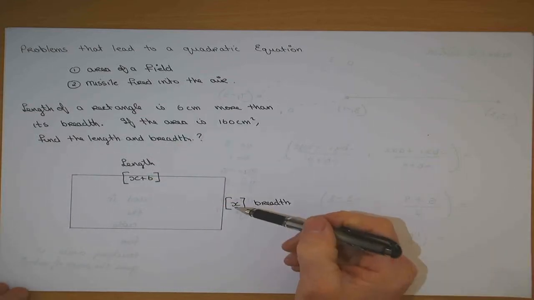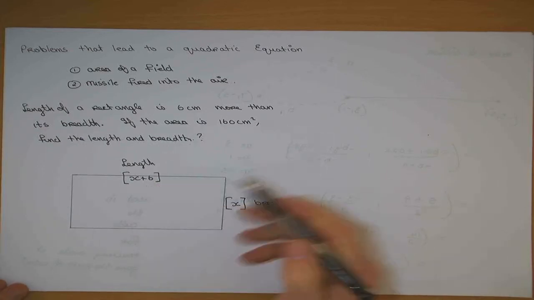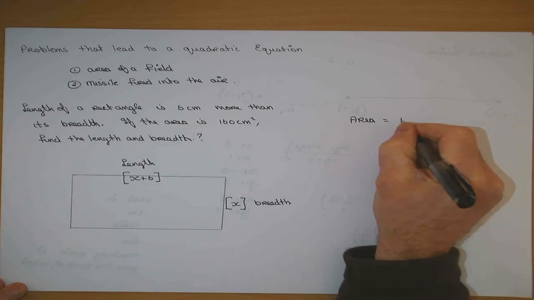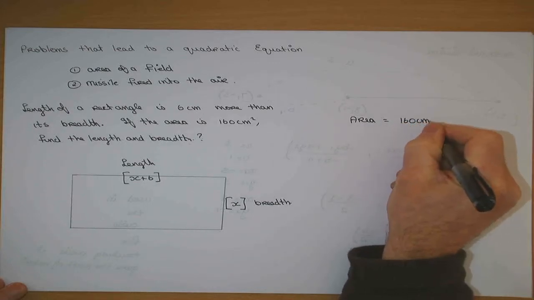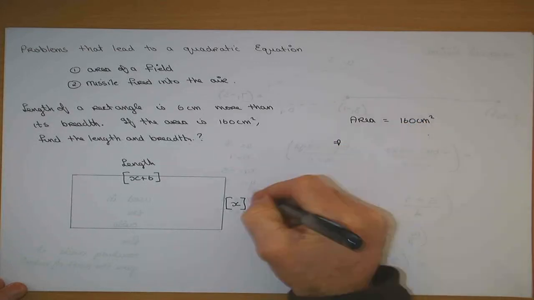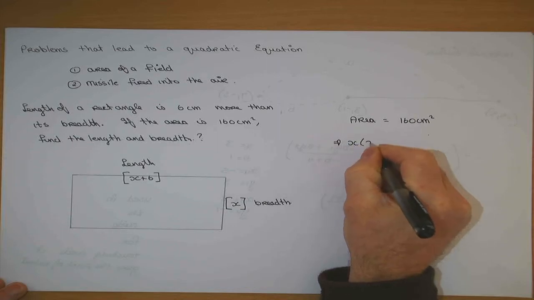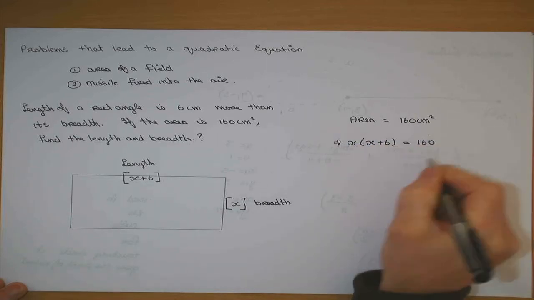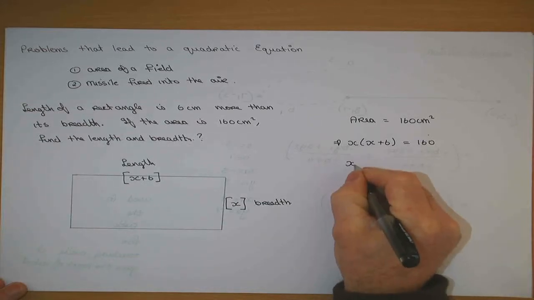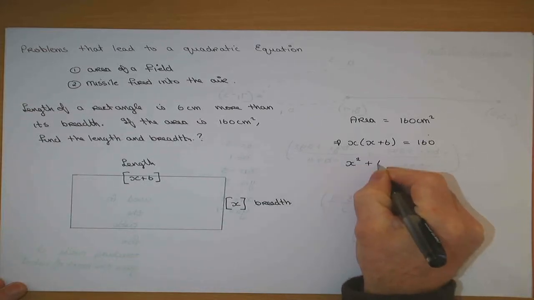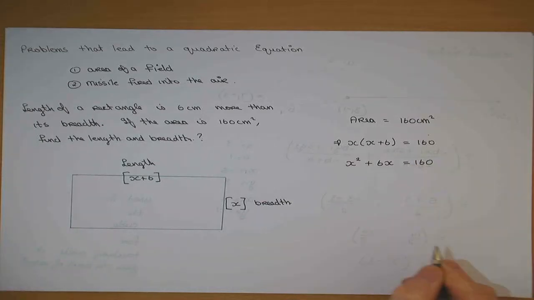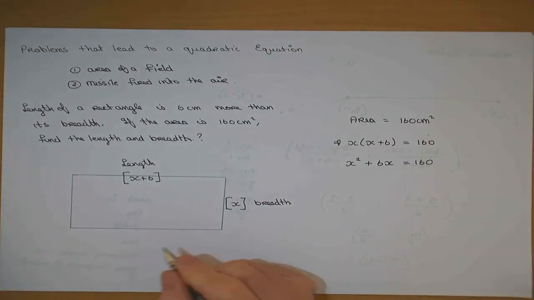But you're right, if that side is x, what's this? x plus 6. And the area I know is what? 160 centimeters squared. So what is the area of that? x by x plus 6 is equal to 160. x by x, x squared, and x by 6 is equal to 160. Now I have a quadratic equation. How do I solve it?